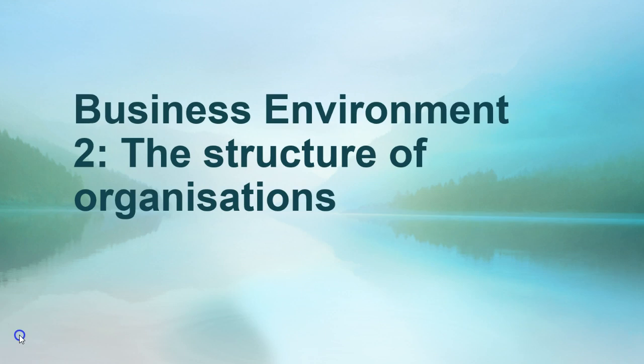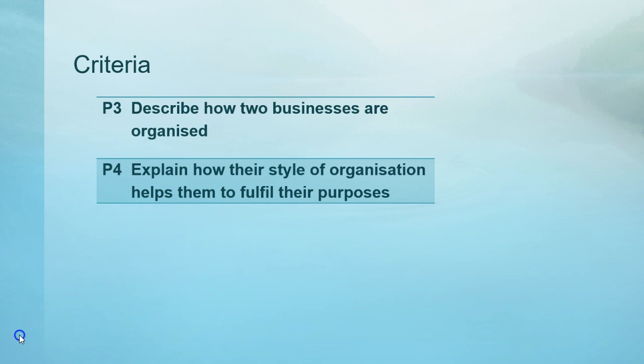Business Environment Assignment 2, the structure of organisations. P3 is to describe how two businesses are organised. P4 is to explain how their style of organisation helps them to fulfil their purposes. So we're looking at the different types of organisation charts.